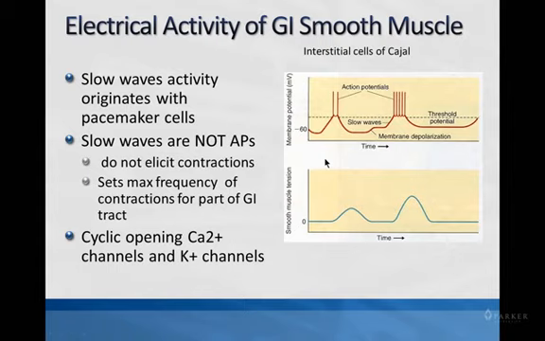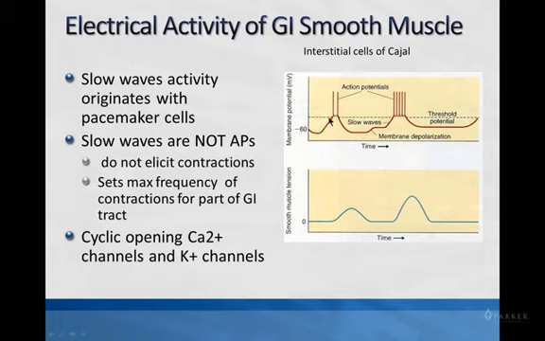It's created by cyclic opening of calcium channels. Now when that happens, calcium moves into the cell. The membrane potential will become less negative. So you see it come up. So it will depolarize. Okay? And then potassium channels open. Potassium is going to start moving out of the cell. And as it loses positive charges, you're going to come back down, becoming more negative.